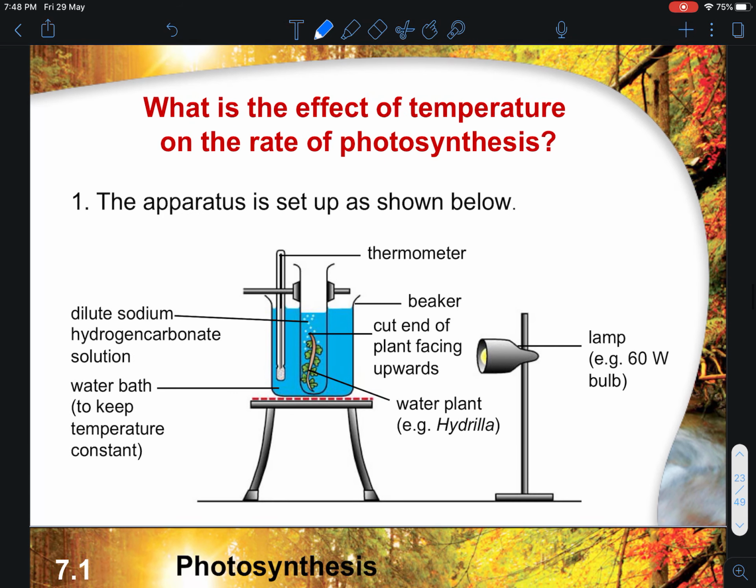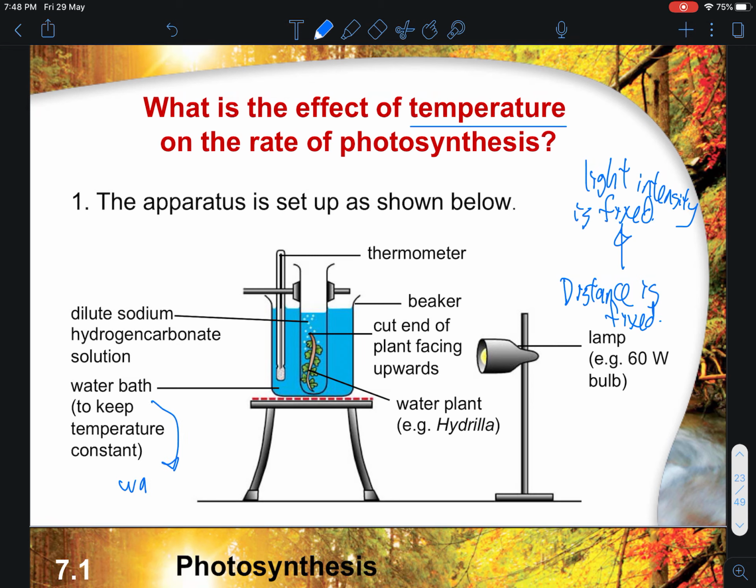So now we look at temperature. Just now we were talking about light. Now if we look at temperature, the variable that we need to keep constant is the distance, so that we control the light intensity. This light intensity is actually fixed. What you vary is the temperature of the water bath.